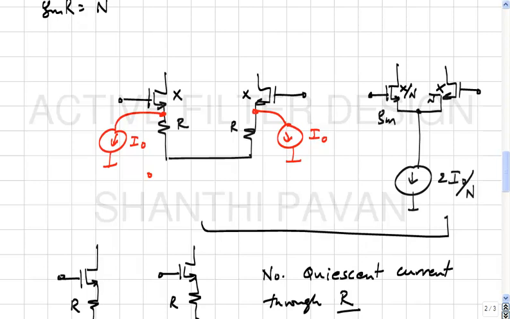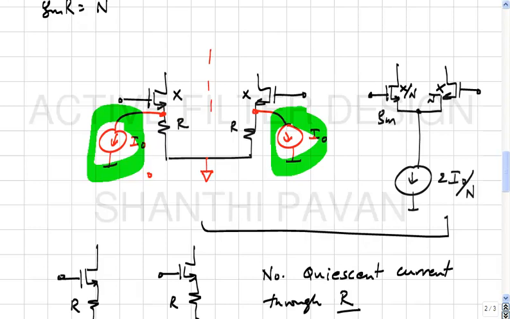You understand? Now by symmetry, of course in the incremental equivalent the current sources go away regardless of where you put them, correct? So for differential mode signals this point will look like virtual ground, okay? For common mode signals it will look like an open circuit, okay? And there is no quiescent current flowing through the resistors.